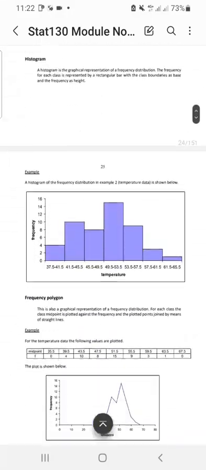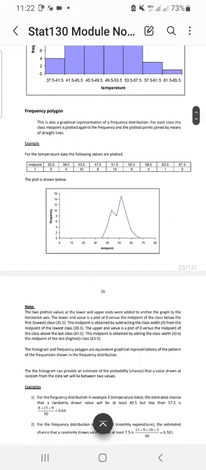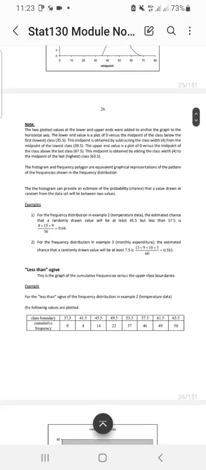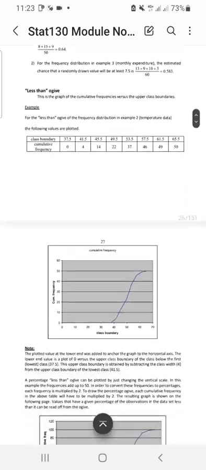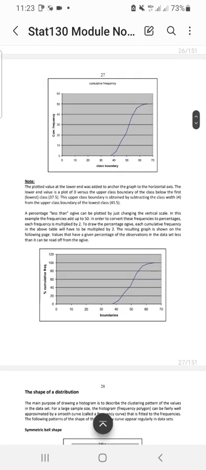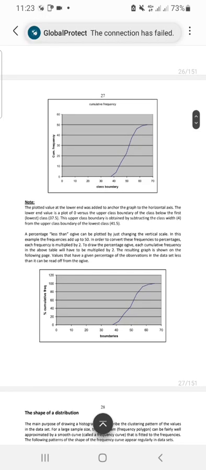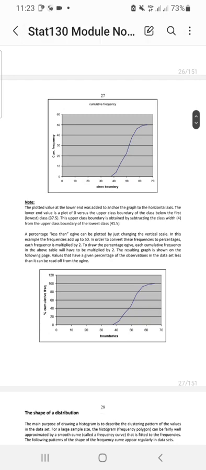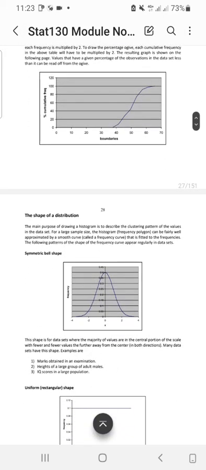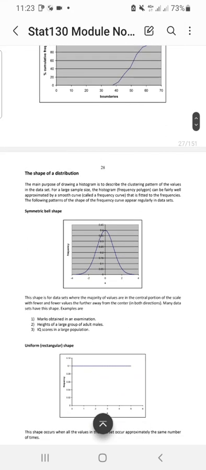Then if you go down, your frequency polygon again doesn't usually come out, but just know it. Know how to work it out. Your ogive curve is very important. They might ask you to work out quartile 1, quartile 2, quartile 3, or maybe how many people had less than 80%. Those types of examples. Shape of distribution is extremely important.